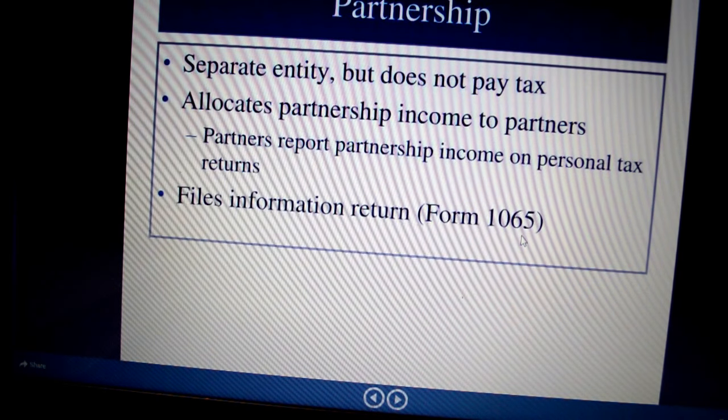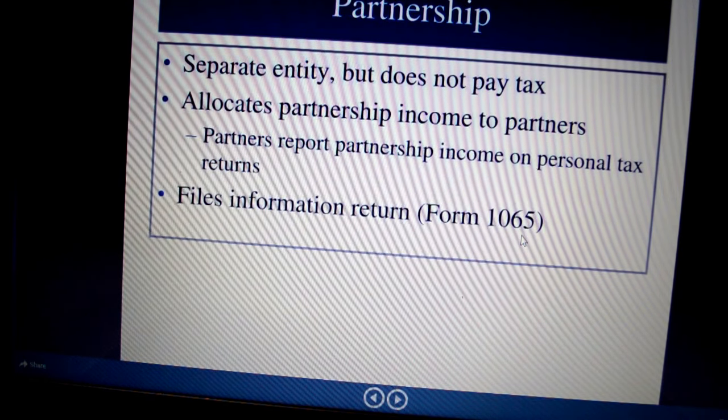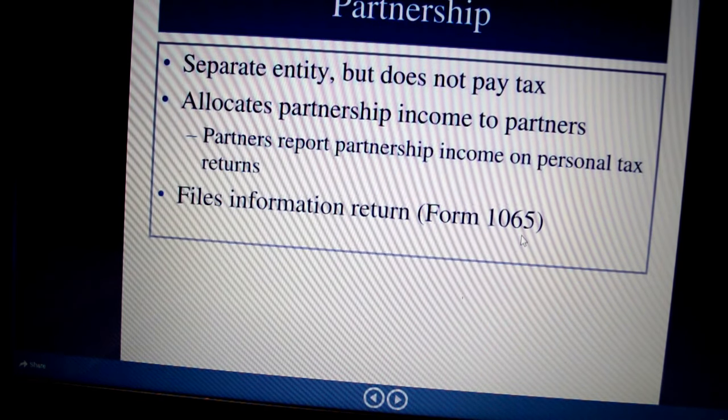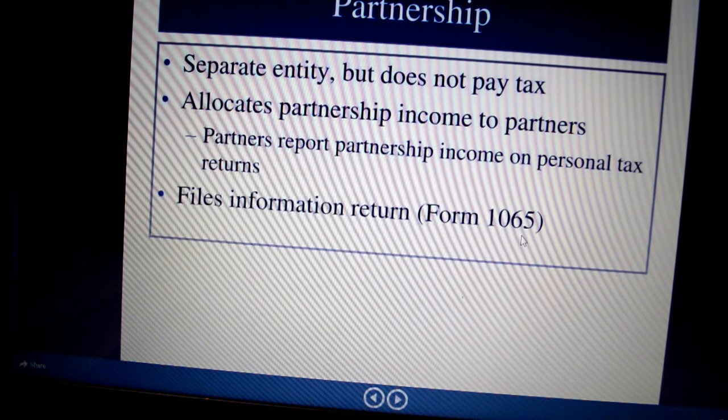Any income or expense items that are not aggregated in computing the partnership's ordinary business income or loss are reported separately to the partners. Some examples of separately reported income items are interest income, dividend income, and long-term capital gains.